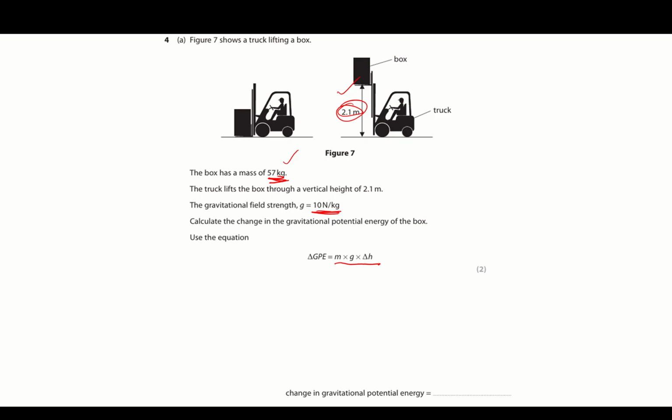Multiply mass times gravitational field strength times the change in height, which is 2.1. Put that all together, 1197 joules. And you could have written 1,200. It doesn't ask you for any significant figures or for anything sensible. So there we go. That's that one done.